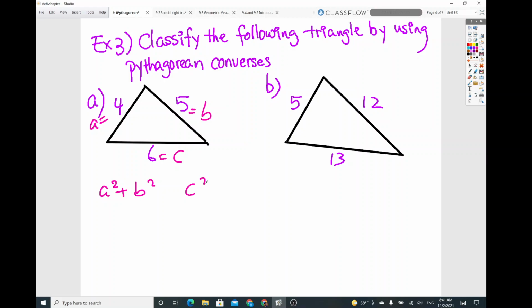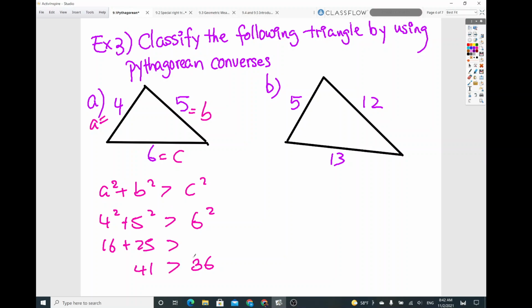We want to compare the sum of a squared plus b squared to the result of c squared. So a squared is 4 squared, b squared is 5 squared, c squared is 6 squared. So 4 squared plus 5 squared, 16 plus 25, which is 41, and then 6 squared, which is 36. So this one is showing that a squared plus b squared is greater than c squared.